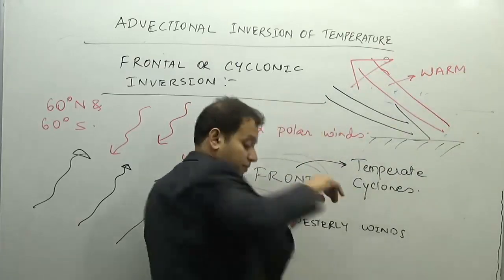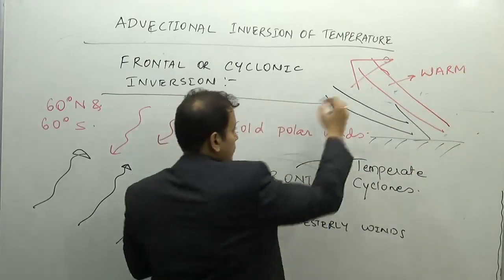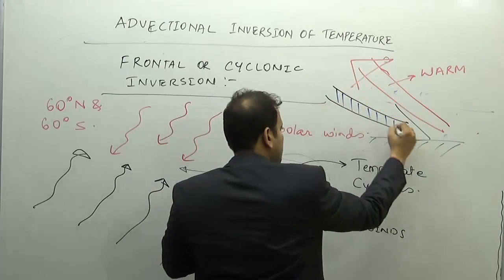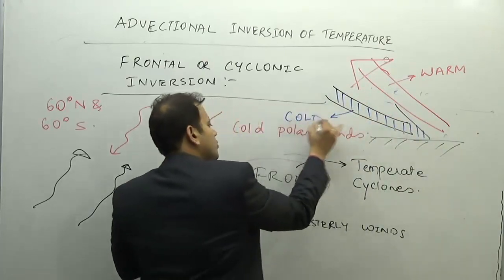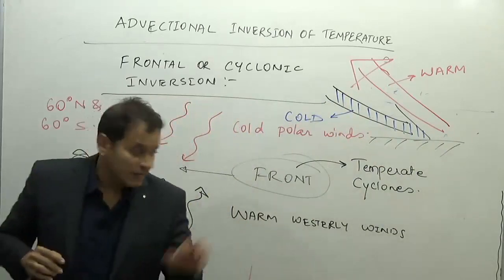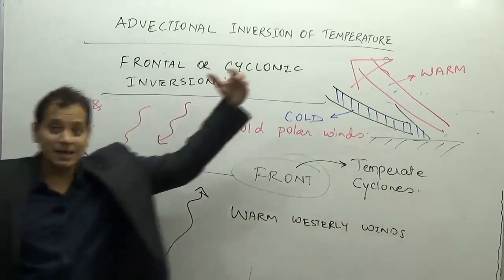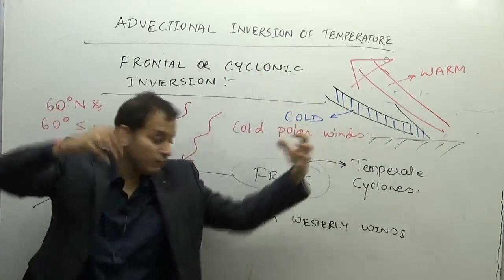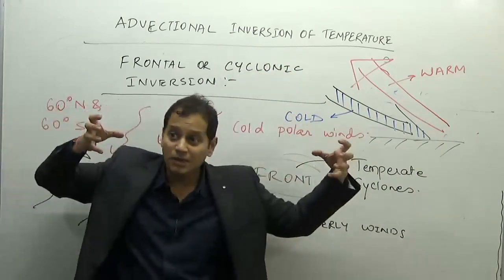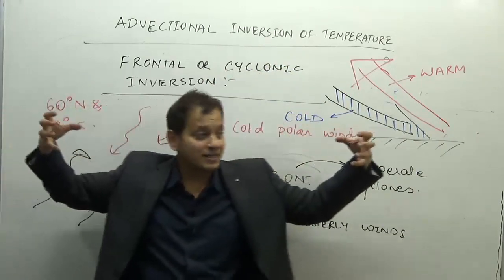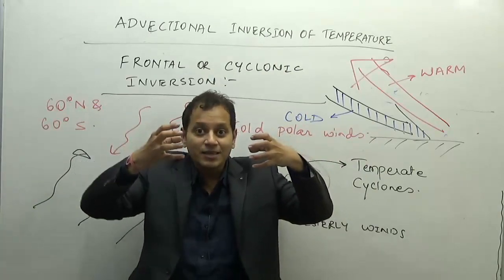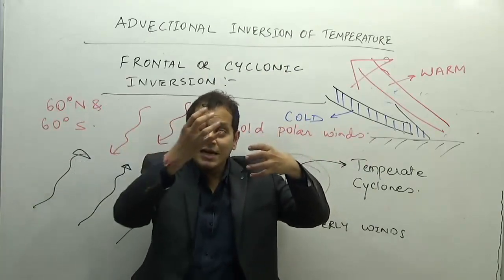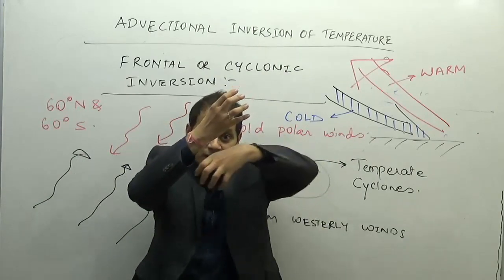This wind which is coming down is a cold wind. So such kind of inversion, when the cold polar westerlies come from the polar region and the warm easterlies come from the equator or subtropical region, they come together.